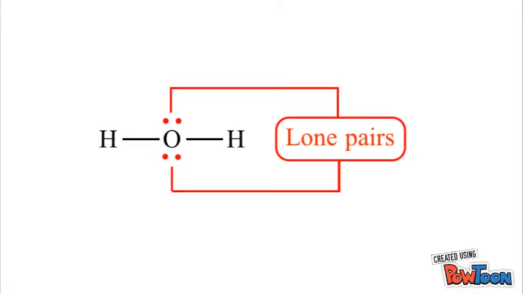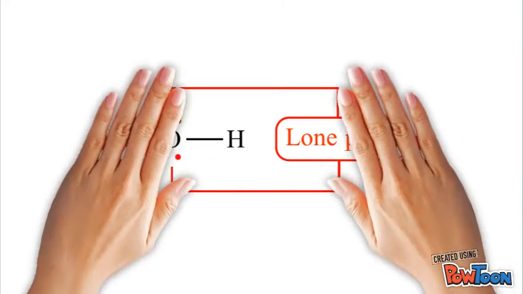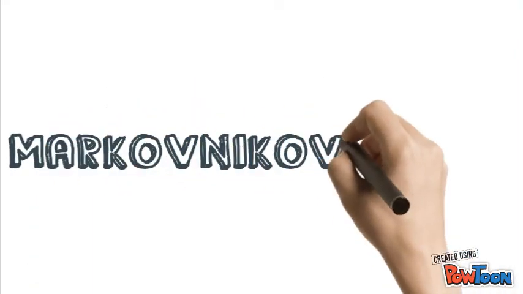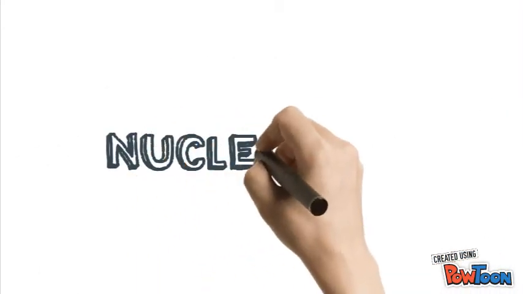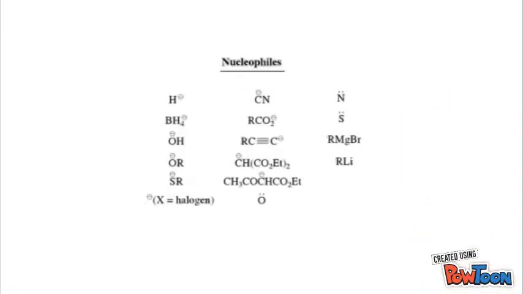A lone pair is a pair of valence electrons that are not shared with another atom and can be found in the outermost electron shell of an atom. Markovnikov's rule states that during the addition process, the most stable carbocation will form. A nucleophile is a reactant that provides a pair of electrons to form a new covalent bond.